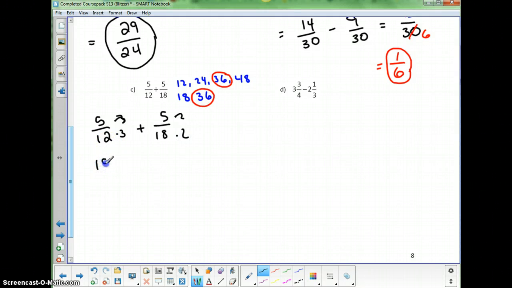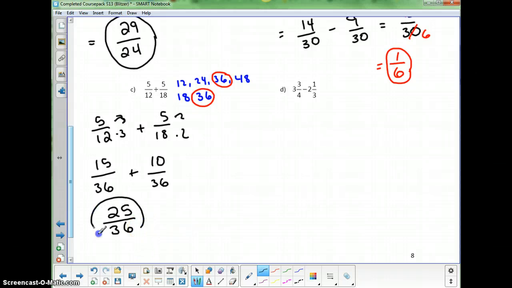So 5 times 3 is 15 over 36, plus the next one, 5 times 2 is 10 over 36. So this one's going to end up with 25 over 36. Okay, the only thing that goes into 25 is 5 and 5 does not go into 36, so this is reduced.